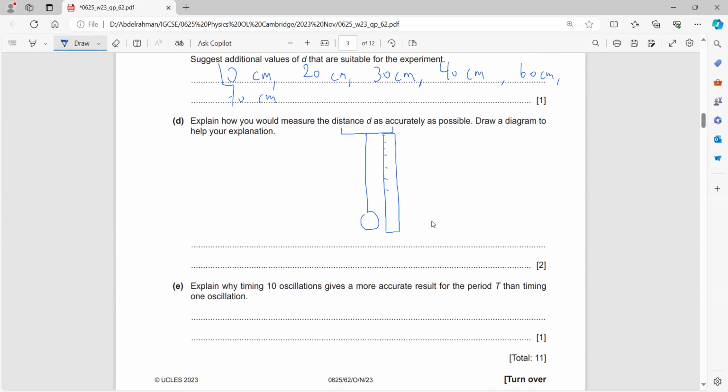And I need to measure the distance. I can use a set square to make sure that the reading is perpendicular, to avoid the parallax error. Taking the ruler reading perpendicularly to avoid the parallax error.